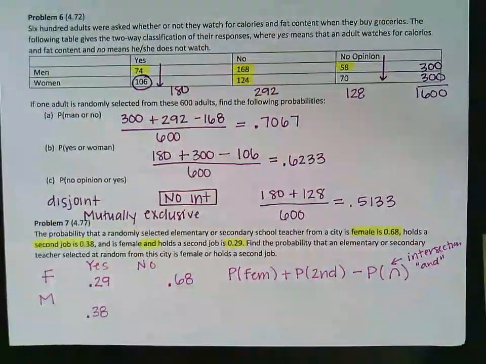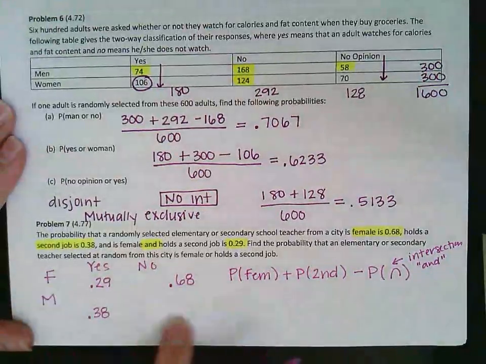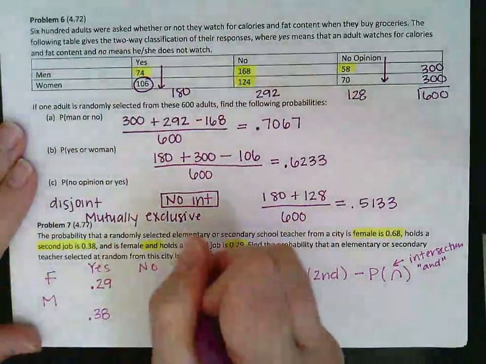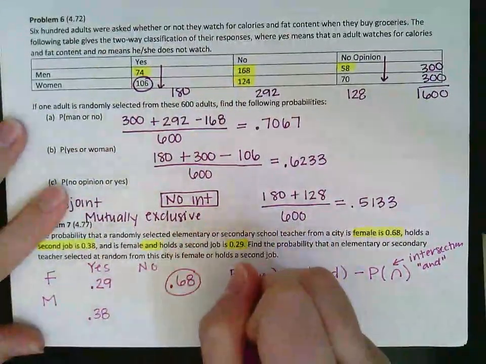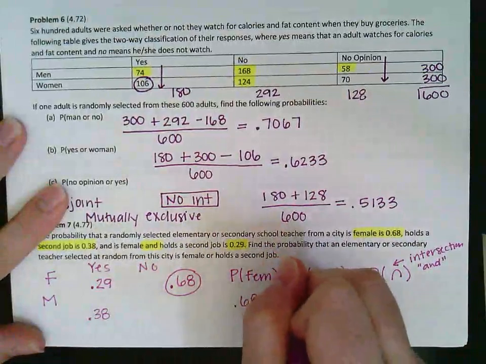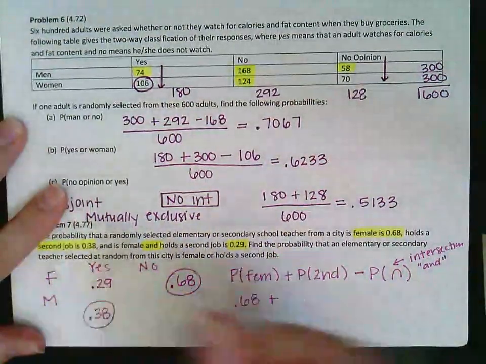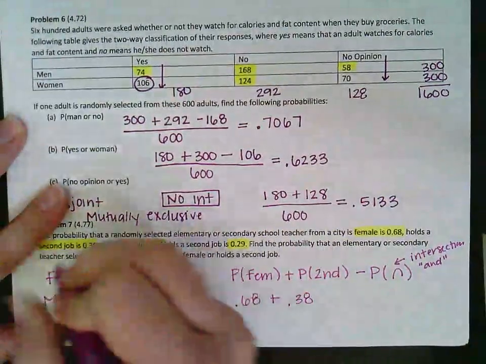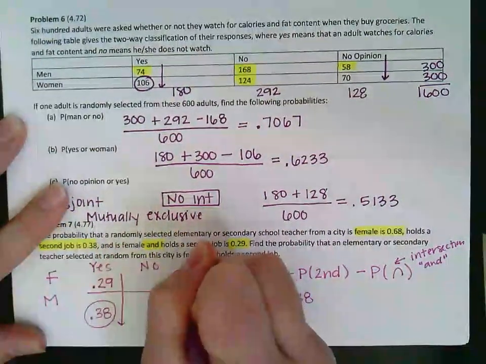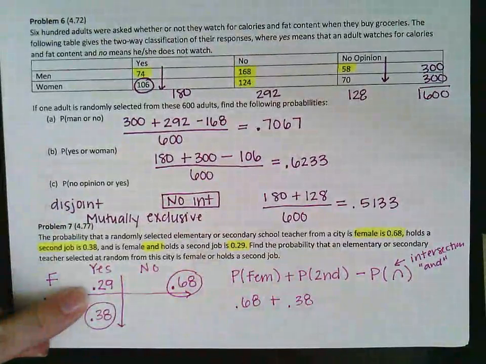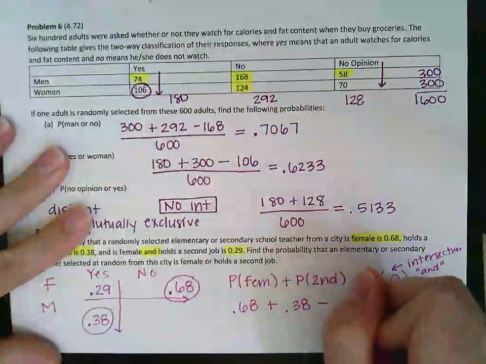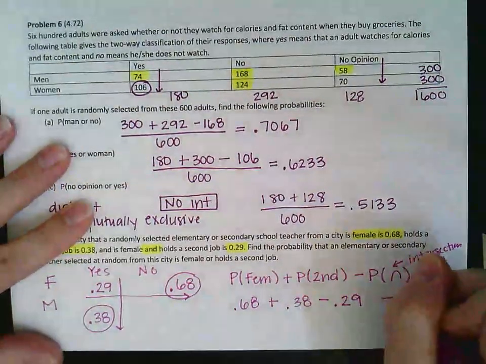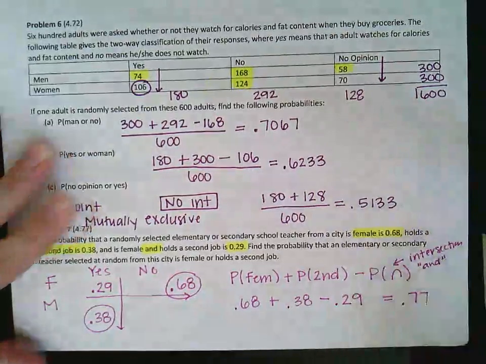Okay. But I sometimes like filling out this table again because I think it follows with problem 6, right? Here's your total for female plus here's your total for second job. But when I had these totals calculated, right, I added 29 twice. So I need to subtract out that intersection piece. Okay, I only need it to count once. And so that's going to be 77.